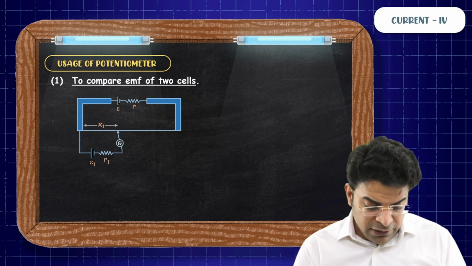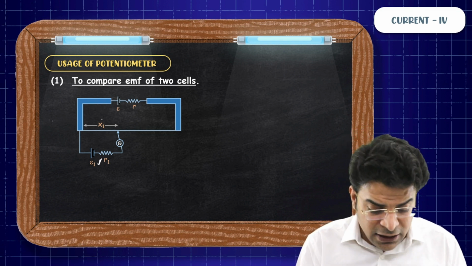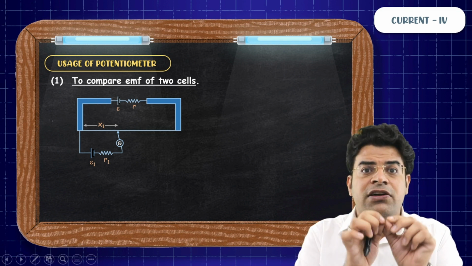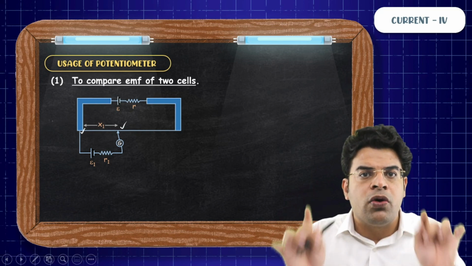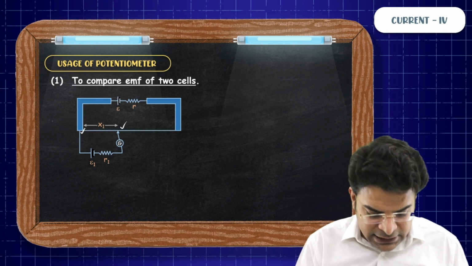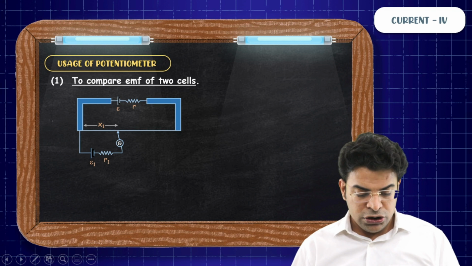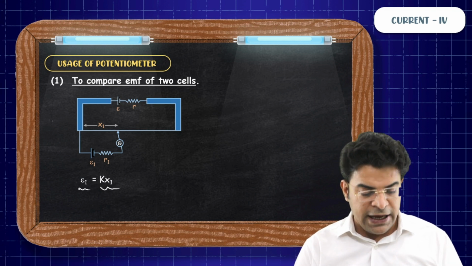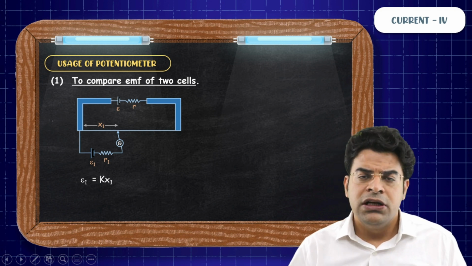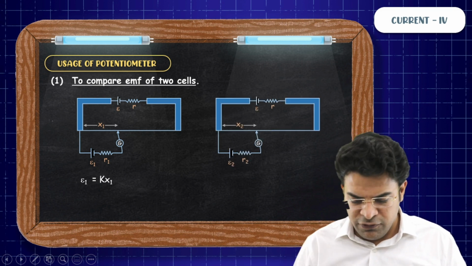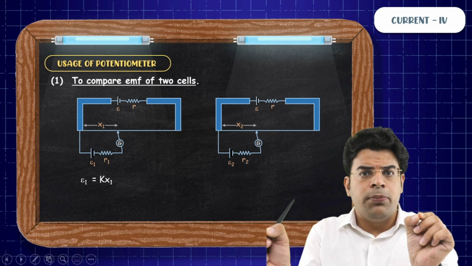So you will say if a cell of EMF E1 gets balanced at a length x1, it means that when touched at 2 points separated by distance x on the potentiometer wire, no current flows. It means that this EMF has to be the same as the potential drop in a length x1. So E1 has to be equal to kx1, where k is the potential gradient of this potentiometer wire. Similarly, you can take another cell of, let's say, EMF E2 and balance this other cell also on the potentiometer wire.